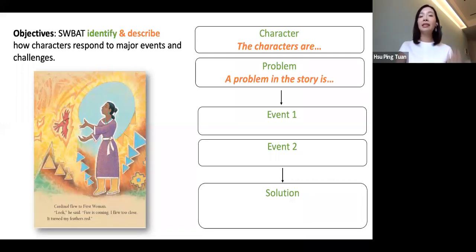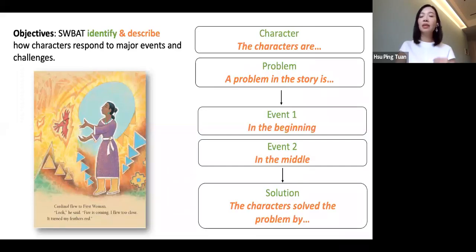And then when they identify the problem in the text, I will encourage them to use a sentence frame by saying, a problem in the story is that there was a devastating fire. And as for events and solution, same, they are going to use a sentence frame to describe the story elements they found in the text.